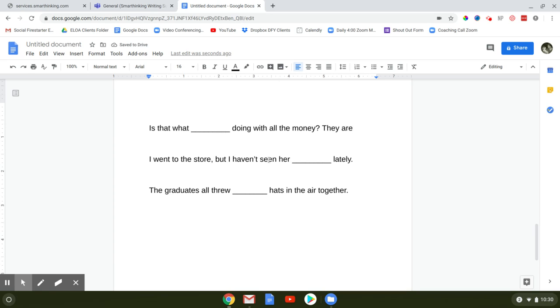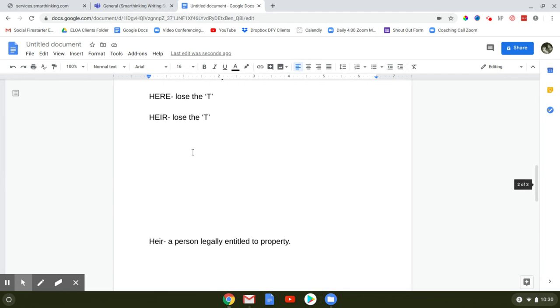I went to the store, but I haven't seen her they are lately. Nope, that doesn't make any sense. The graduates all threw they are hats into the air together. Nope, that doesn't make sense. So we figured this one out. That one's they are by using that first test. Let's see what the second test is.